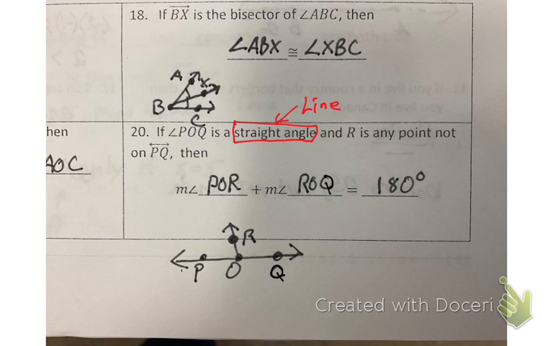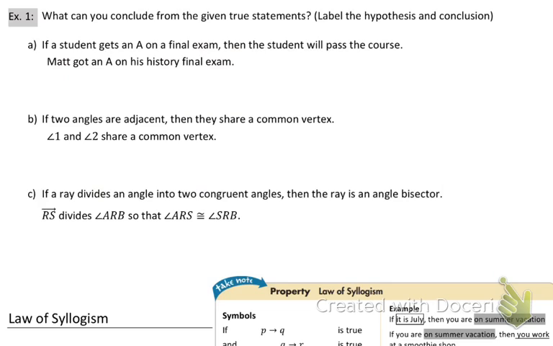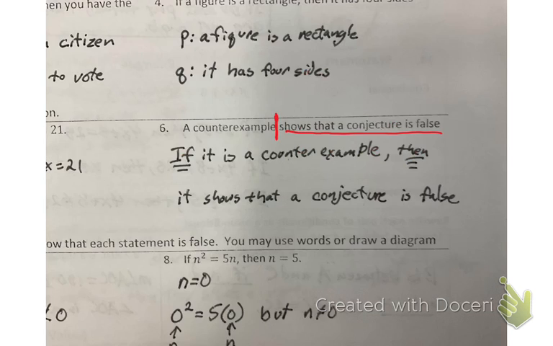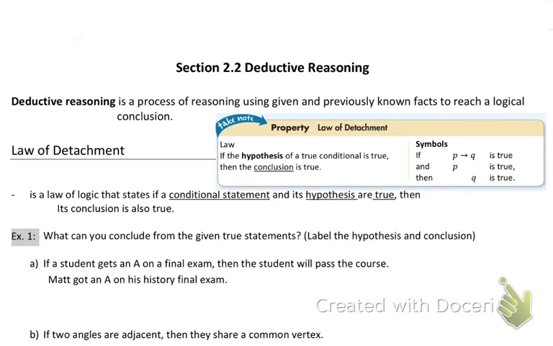A little more of a step up. We're going to go up to deductive reasoning. Deductive reasoning is just a process of reasoning. It's kind of like an if-then statement that we can deduce that something happened or didn't happen. So it is a process of reasoning using given and previously known facts to reach a logical conclusion. Law: if a hypothesis of a true conditional is true, then the conclusion is also true.